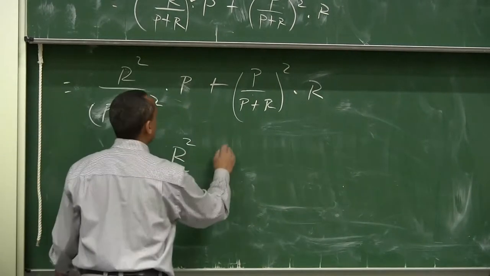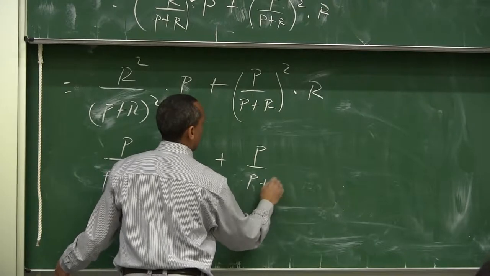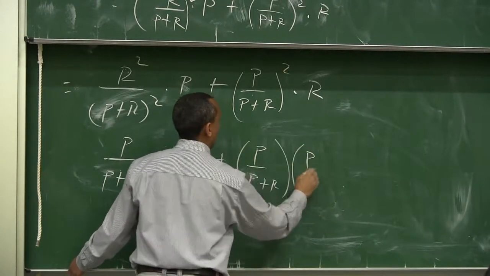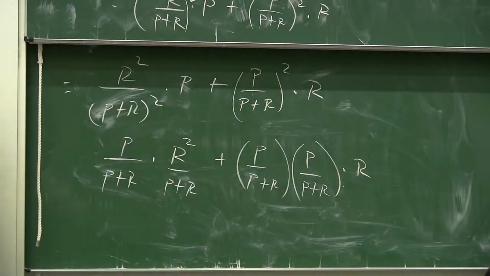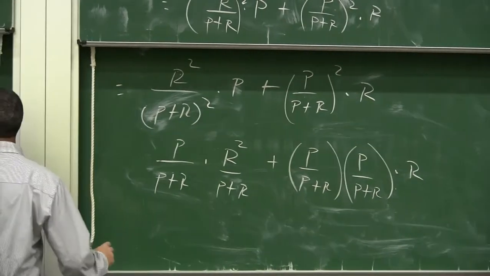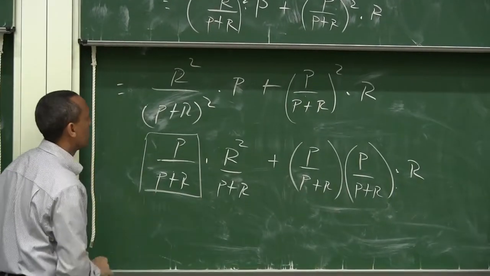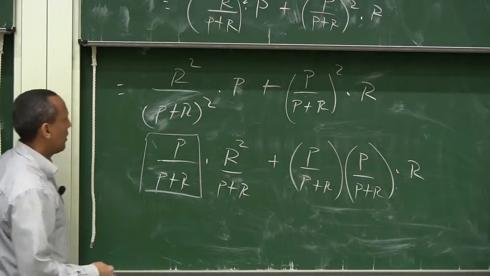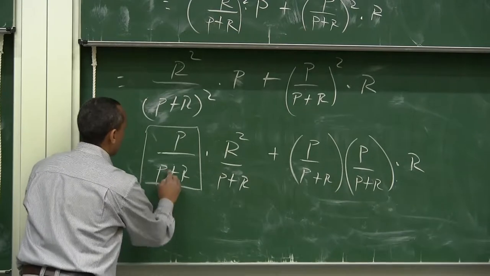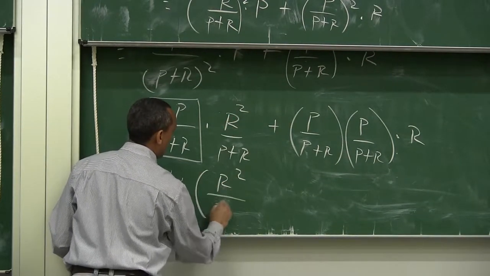Okay, so this is plus here P plus R, P into P plus R times R. Now I'm going to substitute the Kalman P plus this one here, you see. This is the Kalman coefficient. This one is the Kalman coefficient. So we can remove K. So this is K into what we have here, R squared over P plus R.